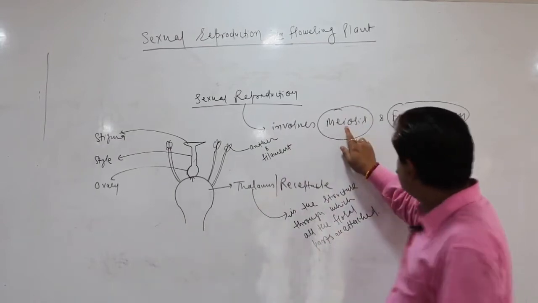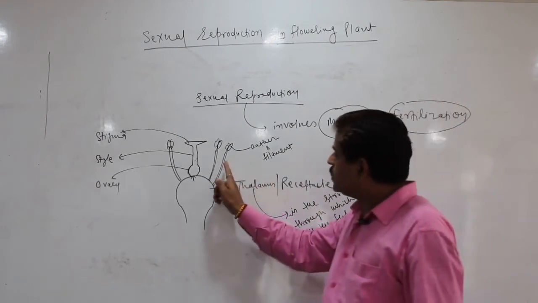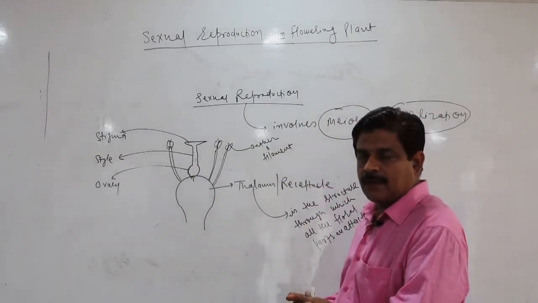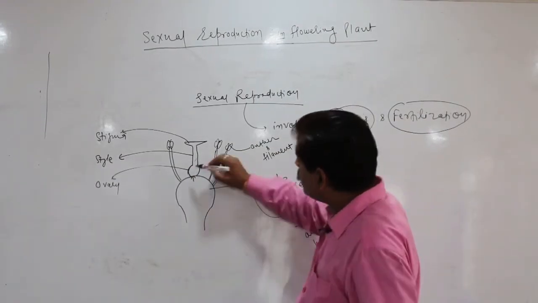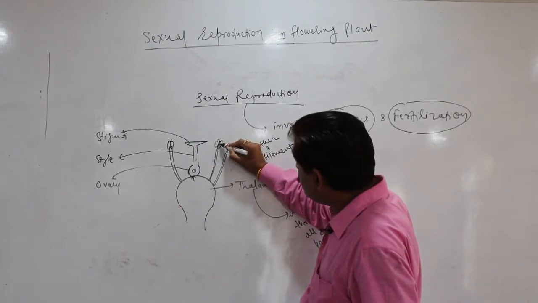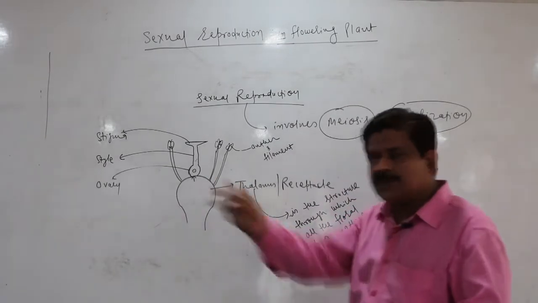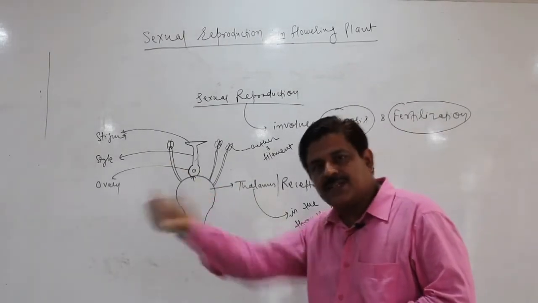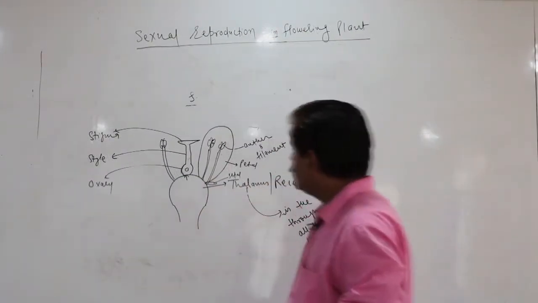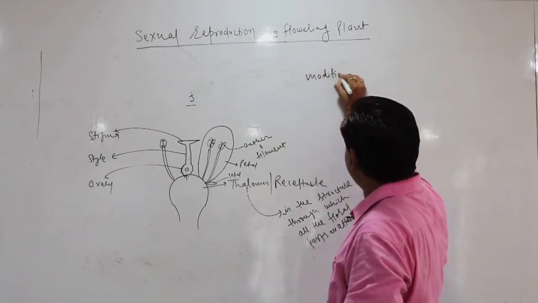Here you can see the process of meiosis. These are the parts where meiosis takes place. When the cells of this portion undergo meiosis, they form the female gamete. When cells of this portion undergo meiosis, they form the male gamete. When the male and female gametes fuse, they form the zygote. Then the zygote enters into the next generation. We also know that the flower is a modified stem.